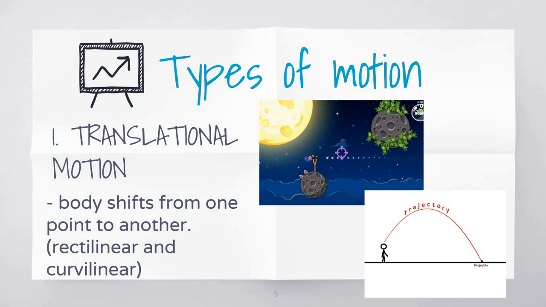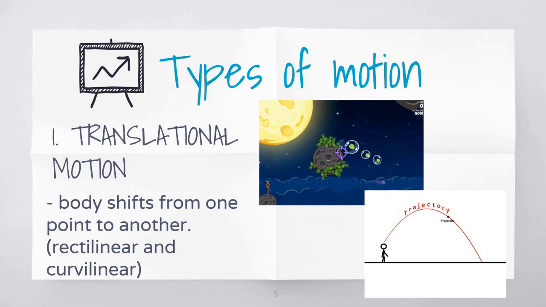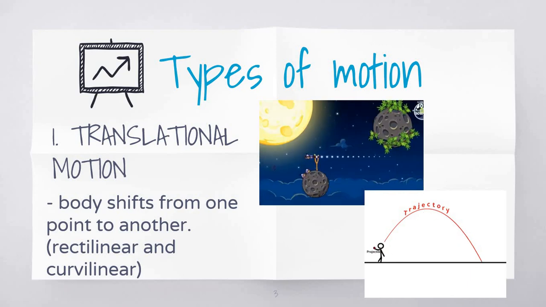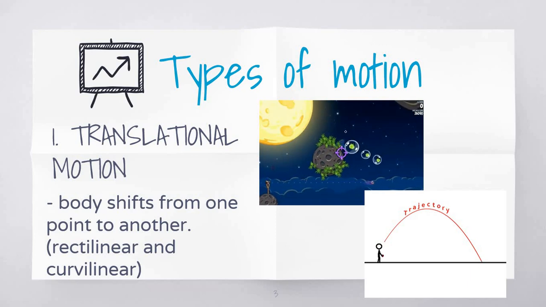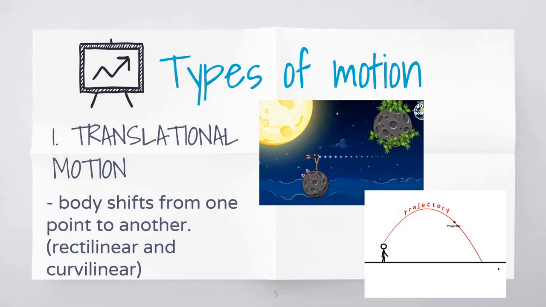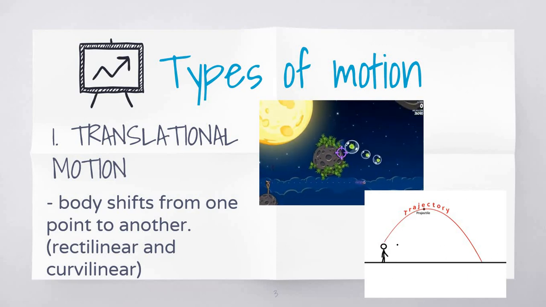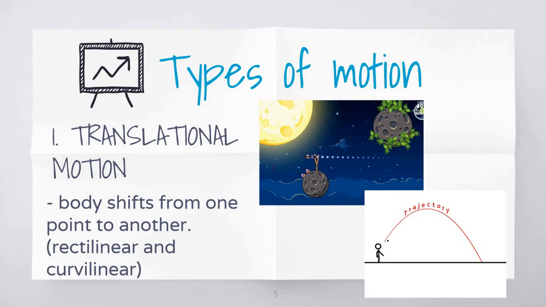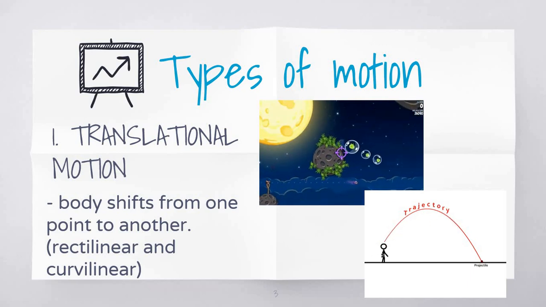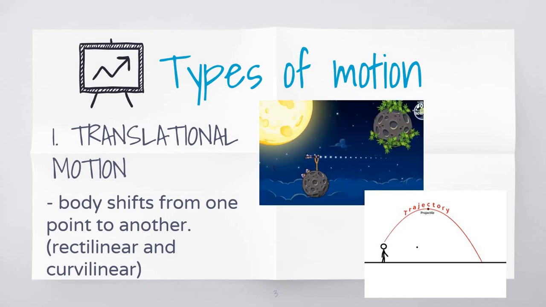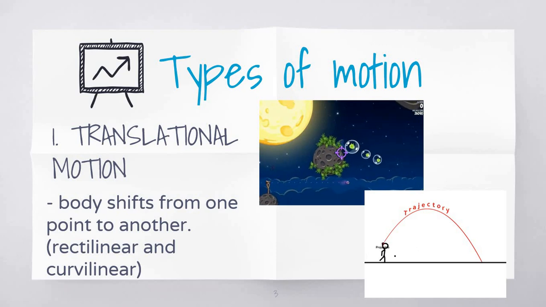How about this one? The man throws an object in midair, and then it lands in another position. So essentially they're the same, right? The object traveled from one point to another, just like the Angry Bird, but the difference is the path traveled by the object. The path traveled by the object here is called the trajectory, and the trajectory is parabolic in nature, or curved. That's why, although it's translational, this one is curvilinear motion.